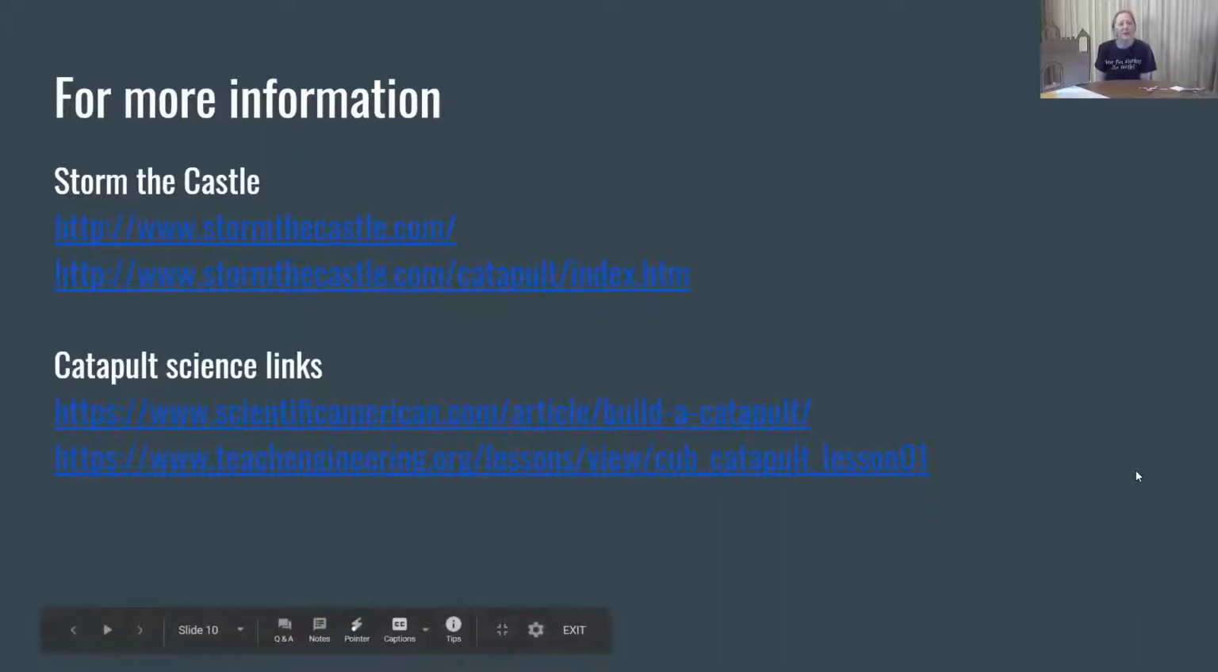And in looking up the science, I found some wonderful resources at scientificamerican.com. There was an article about building a catapult that talked a lot about the science behind it, as well as teachengineering.org had as well a lesson on teaching catapults and how they work. So it was so useful for me to be able to do that research.